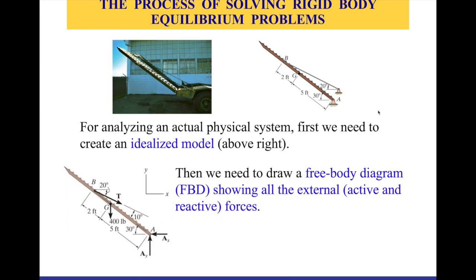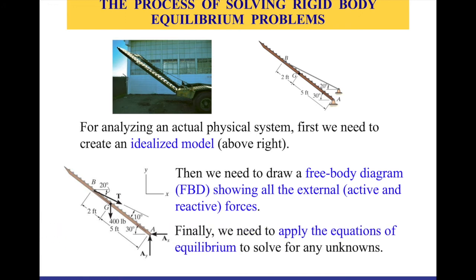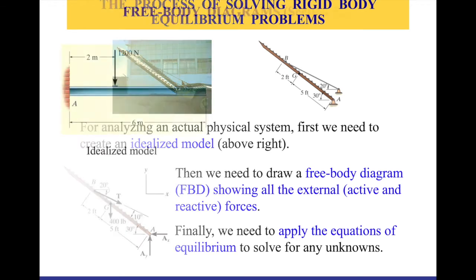Once you have this idealized model, then we need to draw a free body diagram showing all the external forces, active and reactive forces. What we mean by active are the weights, and reactive forces are the forces created by the pins or supports that prevent translation and rotation. Finally, we need to apply the equations of equilibrium to solve for any unknowns in our system. And that is the process of solving a rigid body equilibrium problem.